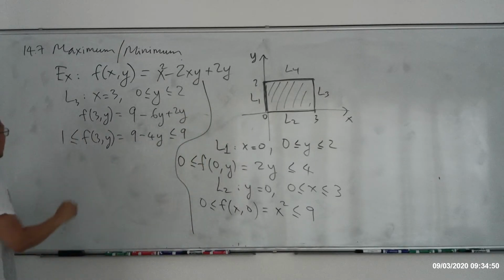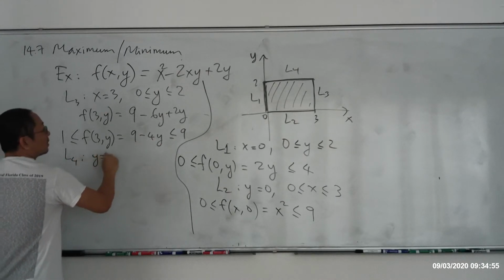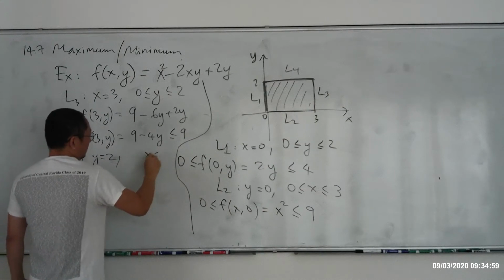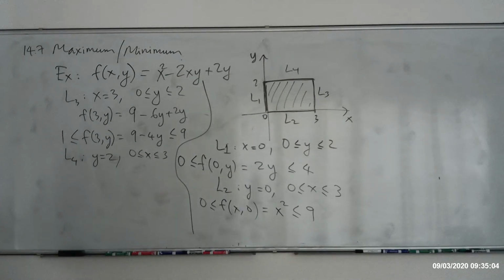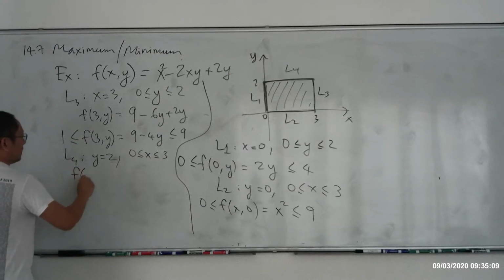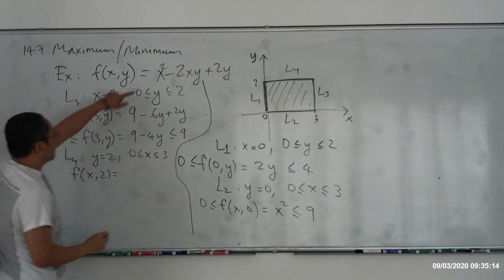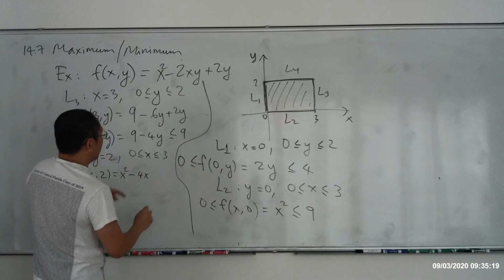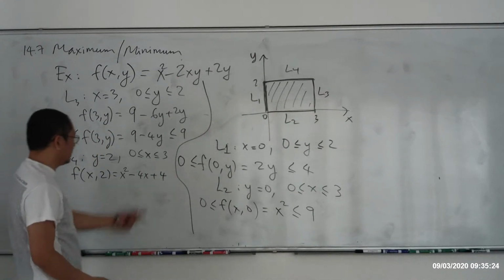Right? And similarly, the last line, L4. L4 is what? Y equal to 2, right? The horizontal line right here. And x runs from 0 to 3. And then do the same thing. F of x comma 2, because I know that y is 2. Okay, x squared, y is 2, so minus 4x, and then plus 4, y is 2, right? Oh, I see, this is a perfect square.